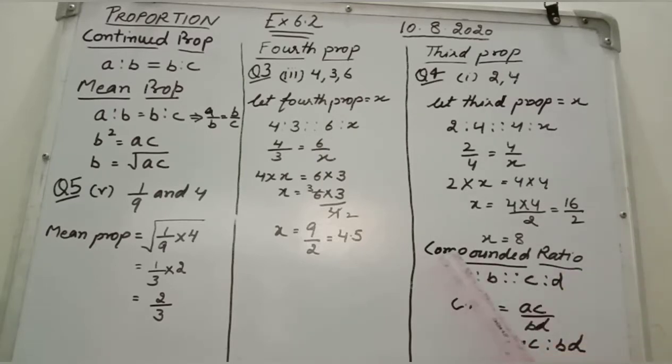Next is component ratios. Component ratios, A ratio B proportional to C ratio D. If they said find the component ratio, then we will use the formula AC over BD, means AC ratio BD. Here in our exercise there will be no any question of component ratio, but in example there are sub example related with the component ratios, so read it properly.